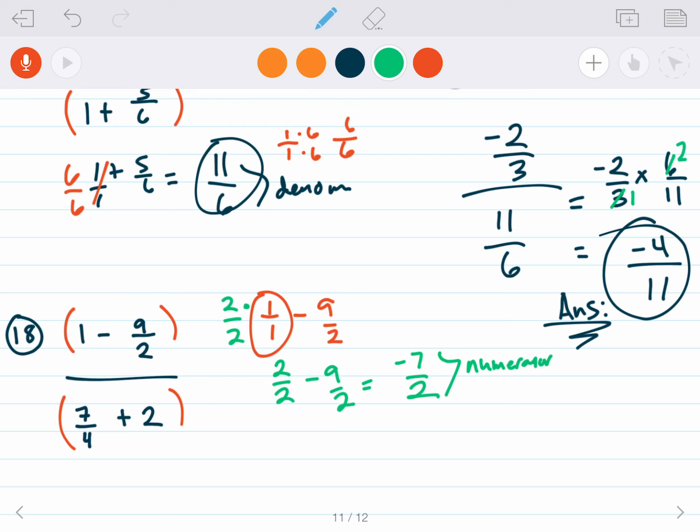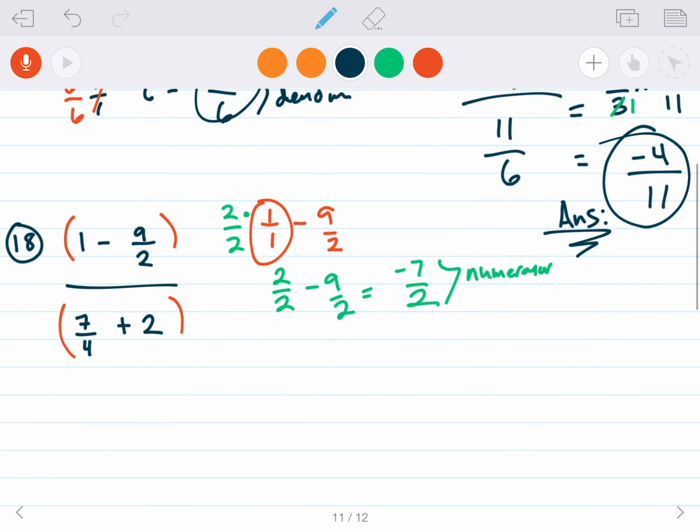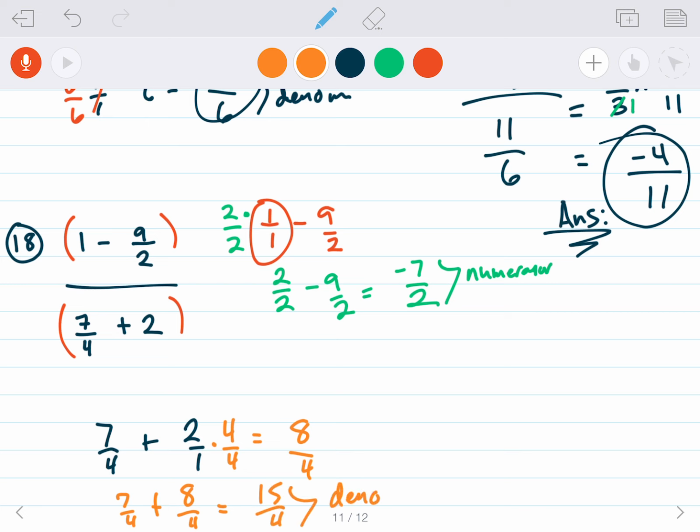For my denominator, I have 7 over 4 plus 2 over 1. I can change the 1 to a 4 pretty easily. So I'll multiply top and bottom by 4 to give me an equivalent fraction of 8 over 4. So this problem is actually 7 over 4 plus 8 over 4. So 7 plus 8 is 15 over 4. So this is my denominator.